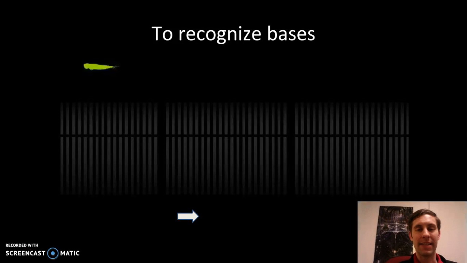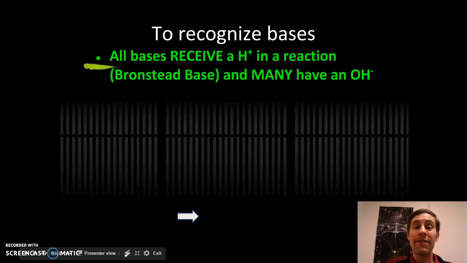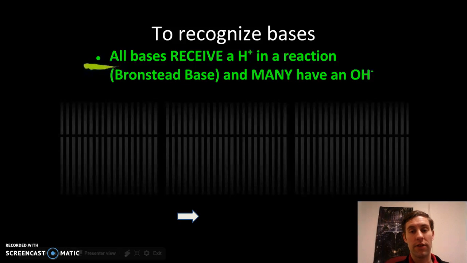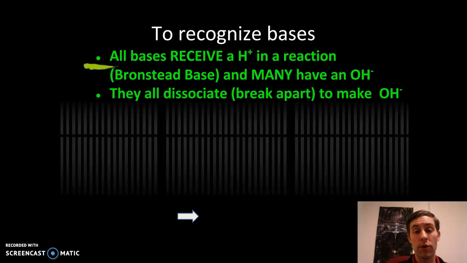Okay, other side, bases. How do we recognize a base? Not like dropping the base, but yeah. All bases receive an H plus in the reaction. They're the exact opposite side of this. They're gaining those H pluses that the acids are giving up. And many of them, but not all, have an OH minus in them, or an OH. So they all dissociate, they all break apart to make an OH at the end of the reaction. So when the reaction's done, there will be an OH created by them, even if they don't have an OH in them, though most of them do.